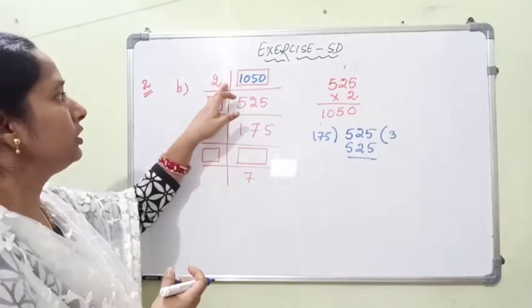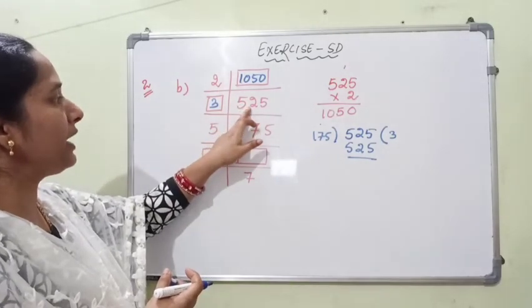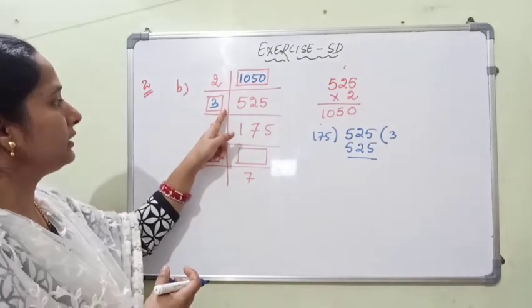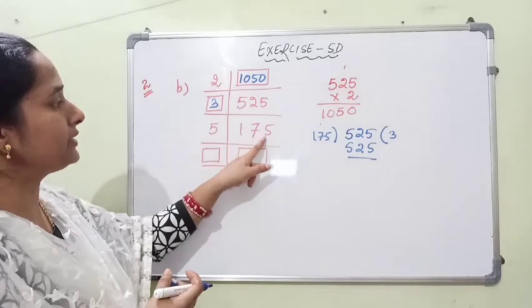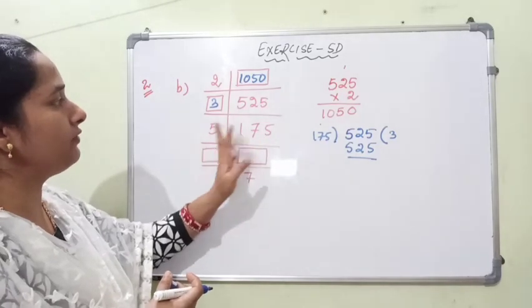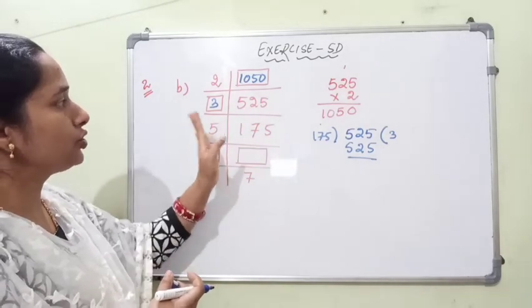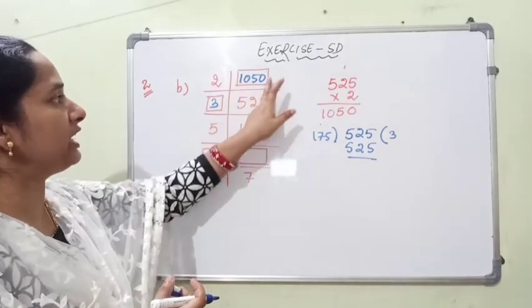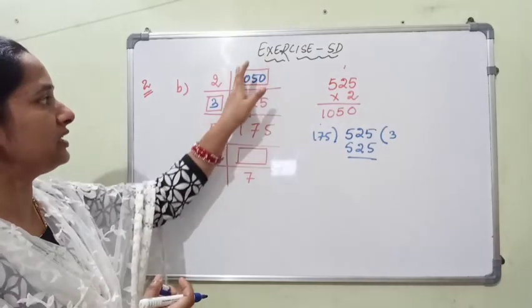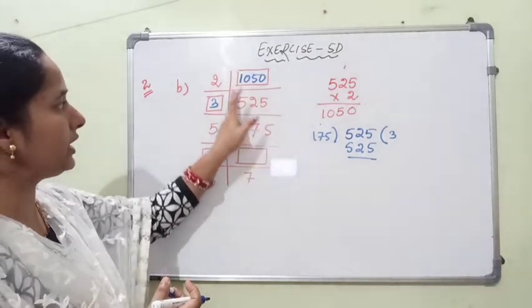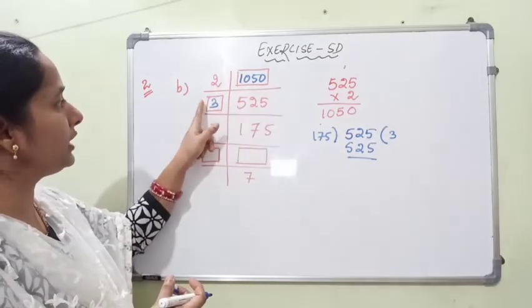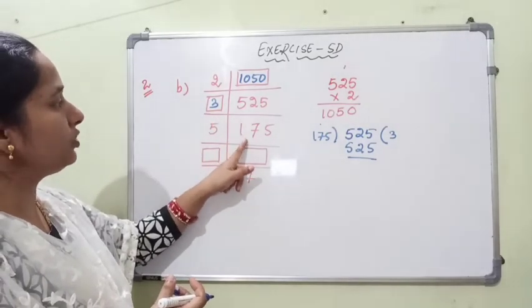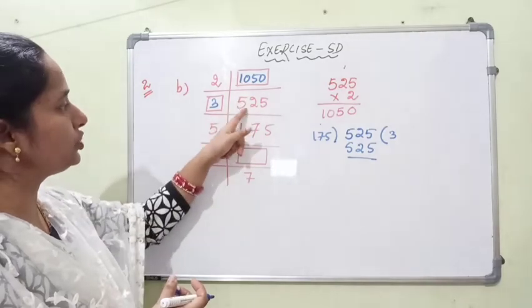Okay, so 2 multiplied by 525 you will get 1050, and 3 multiplied by 175 will give you 525. So if you want the number that is to be written inside here, you can find it by multiplying these two. If you want this prime factor using this number, then you have to divide these two to get this prime factor.